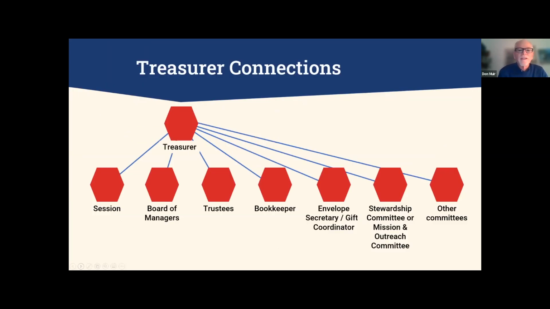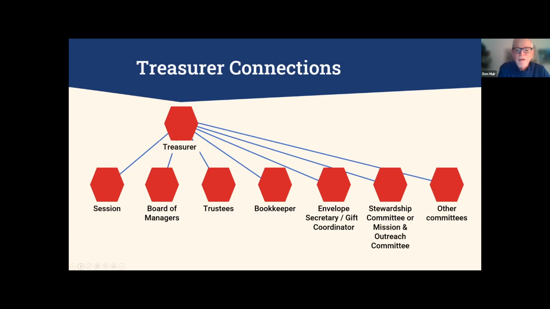We can change to the next slide, thank you. This slide illustrates the treasurer's connections with some of these other individuals and groups in a typical church, and as I move through slide by slide, we'll be talking about how their work interacts.